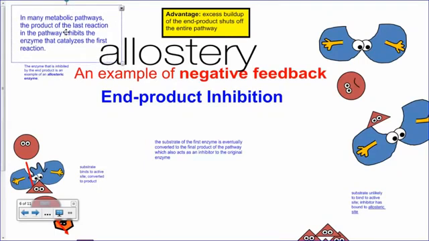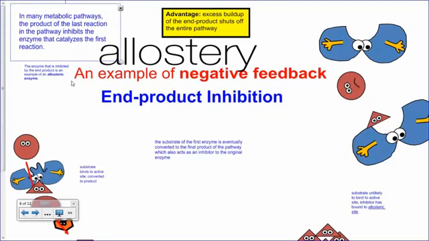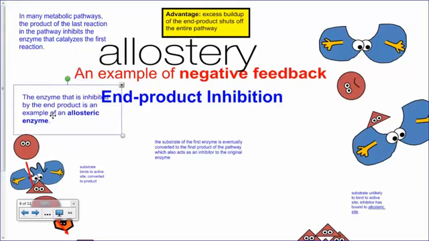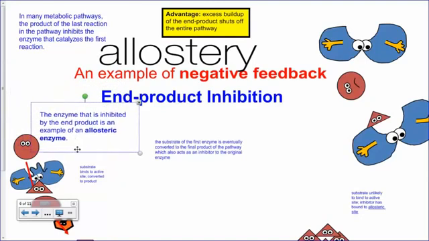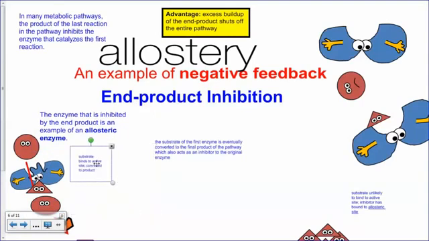So in metabolic pathways, the product of the last reaction in the pathway can inhibit the enzyme, only the first enzyme, the enzyme that catalyzed the very first reaction. That's all we need to do, actually. And this enzyme that's inhibited is called the allosteric enzyme, because this one kind of controls the fate of the rest of the pathway. So the substrate actually, oh, this is just talking about the beginning. This is what's supposed to happen here. The substrate binds to the active site and it gets converted to the product.